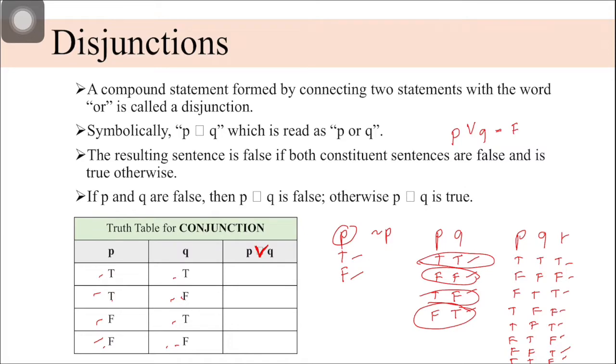False daw yung resulting sentence if both constituent sentences are false. So, dapat false ang imong P and false ang imong Q so that you will have a resulting sentence which is false. And otherwise is true. So here, true, true, this is, I know, mali siya, dapat false, false. Sorry. So again, the resulting sentence is false if both constituent sentences are false.